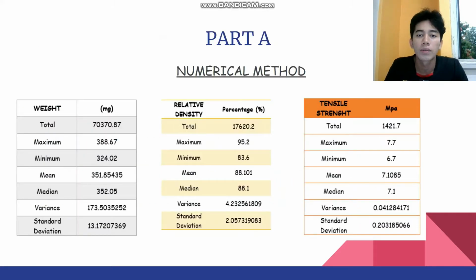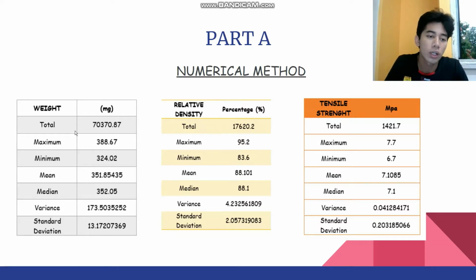For the first part, we have to summarize the data according to the task given, and then present it in three types of presentation: numerical method, tabular method, and graphical presentation. The first is the numerical method. Our group divided it into three: weight, relative density, and tensile strength.